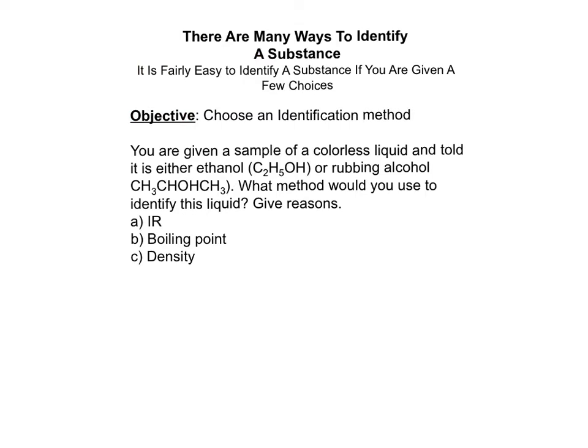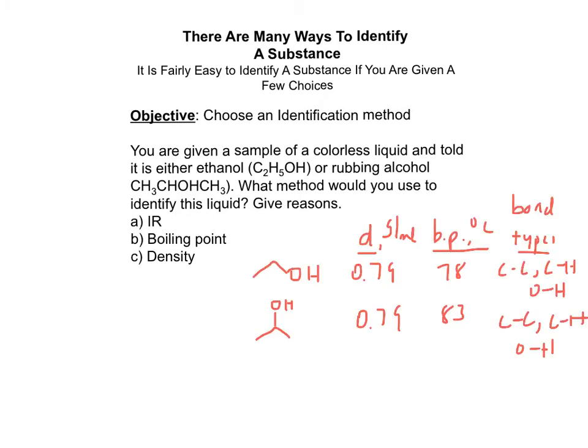Let's say you're given a colorless liquid and told it's either ethanol or rubbing alcohol. What method would you use to identify this liquid? So stop the video, think about this for just a second. So here are some properties of each compound. Note that the density of ethanol and isopropyl are the same. The bond types are the same, but the boiling points are different, so boiling point is the way.